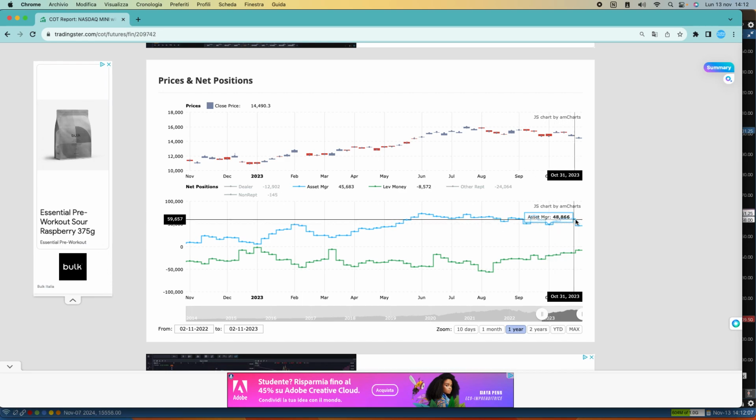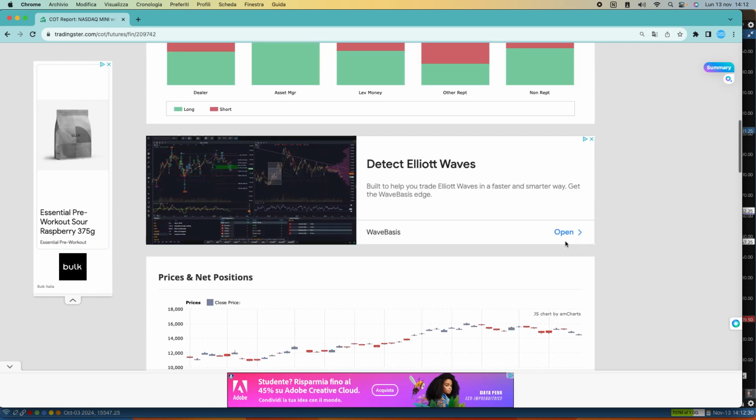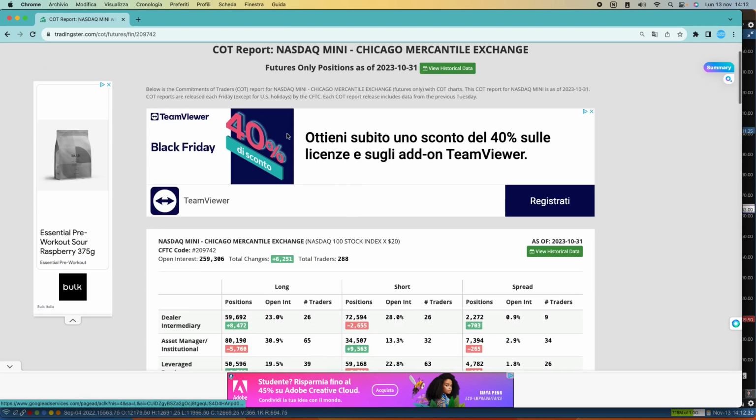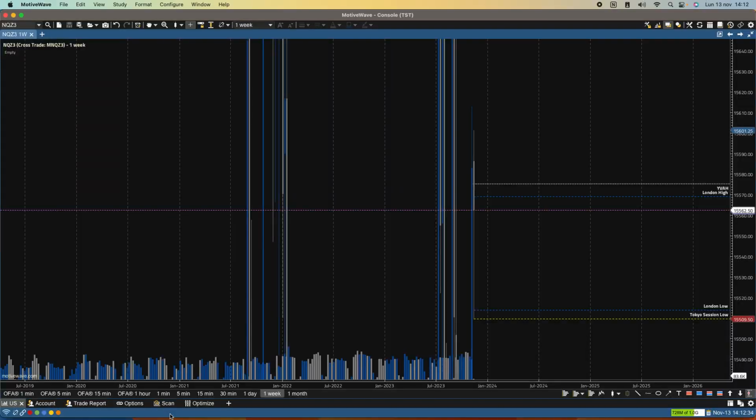As you can see, structure is broken here. So we have strong bearish pressure from the COT point of view, and basically this is also what the S&P told me. So let's move on to the chart.